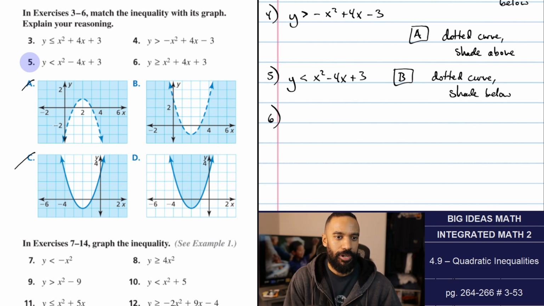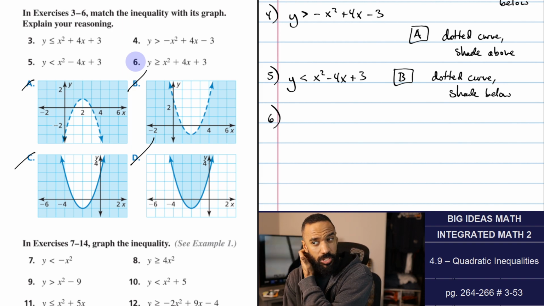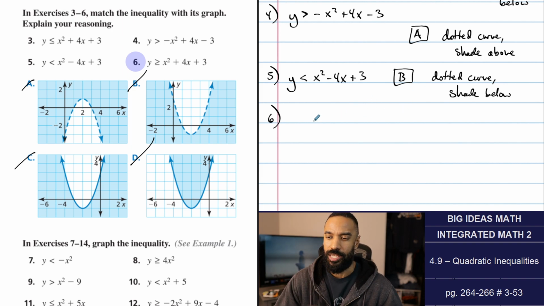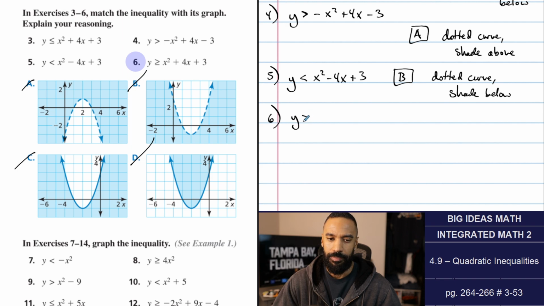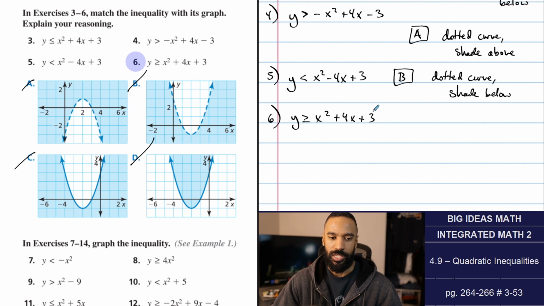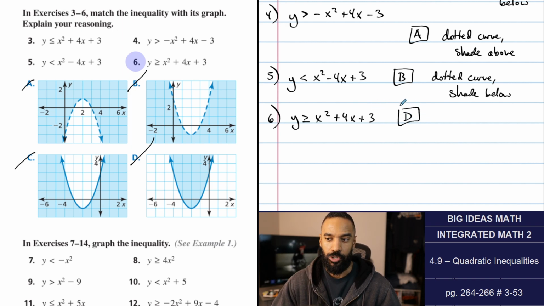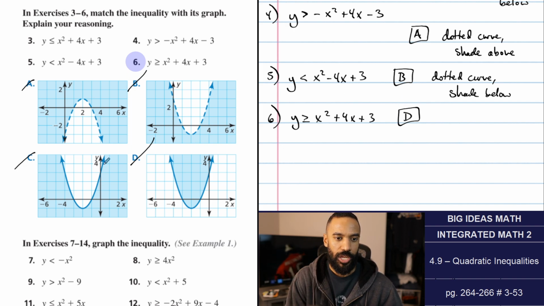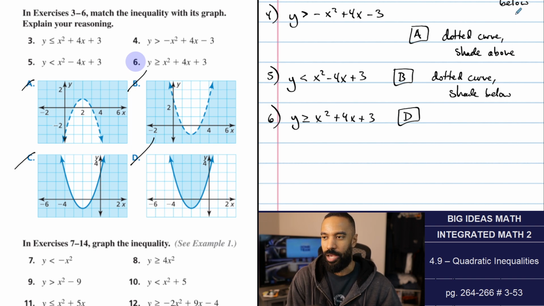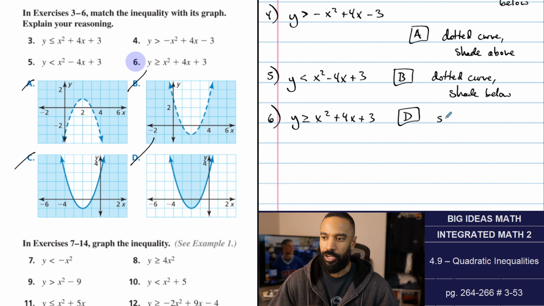Among the other things that make it D, one of them I want to mention is that number 6 has the same expression as number 3, which means it'll have the same boundary curve. Remember when I mentioned that C and D have the same boundary curve? They're the same, just different shading. This time this is greater than or equal to instead of less than or equal to. We're shading above the curve, which happens to be inside of it this time. Solid curve.